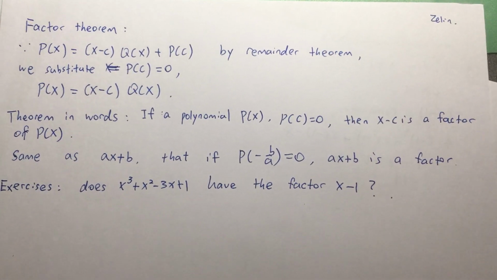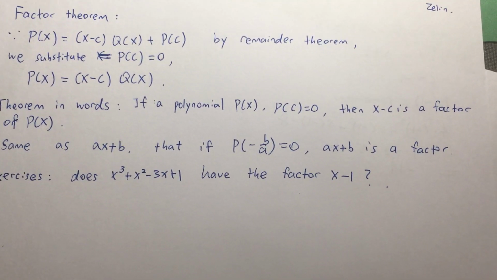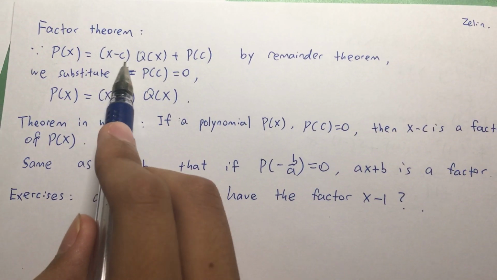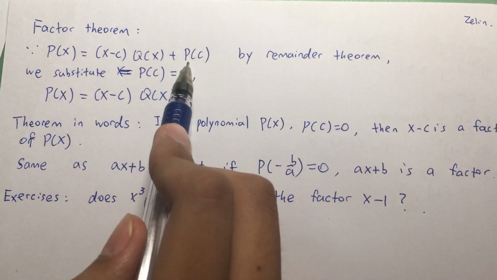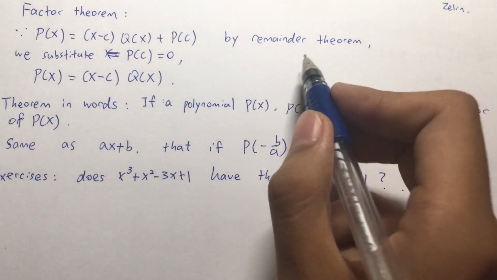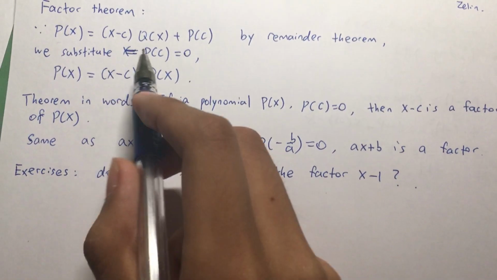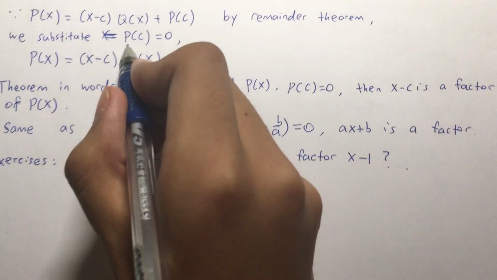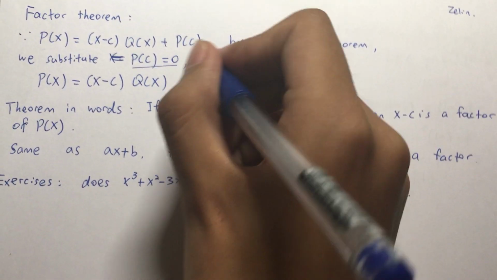Okay, the factor theorem. We already know that P(x) is equal to (x minus c) times Q(x) plus P(c), and this is from the remainder theorem we just talked about before. So let's assume that there is a P(c) that is equal to 0. Let's assume that.